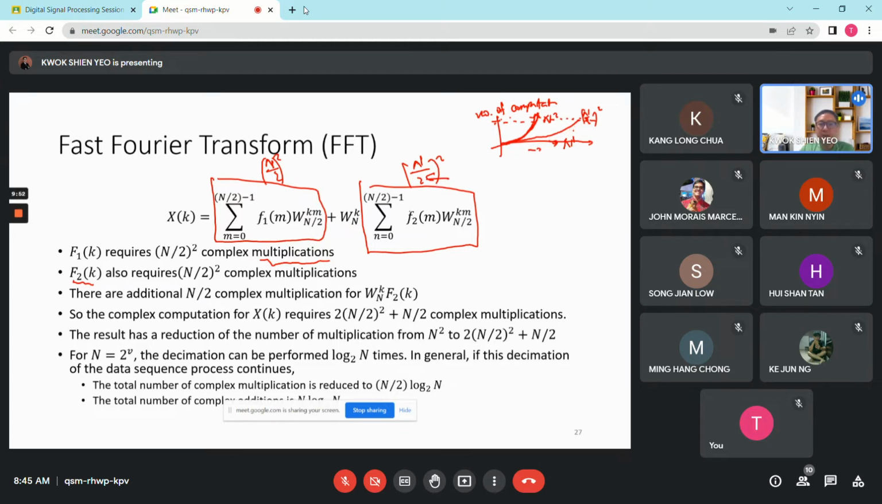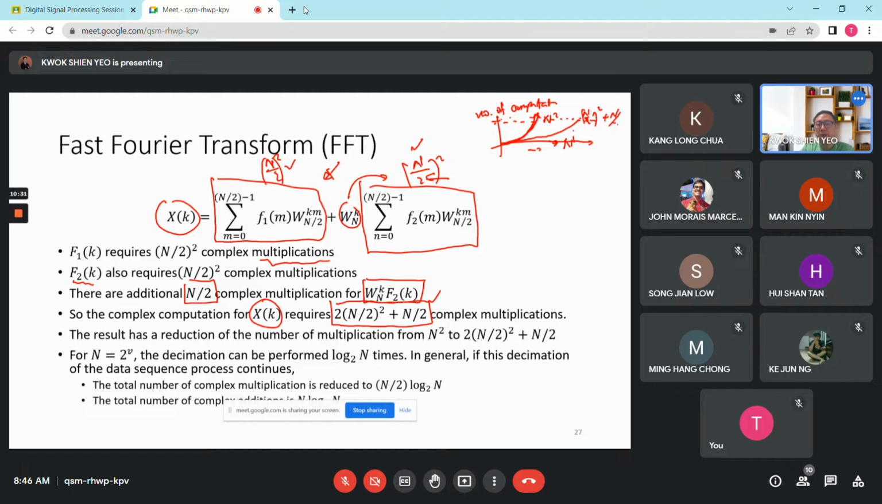The additional n over 2 complex multiplications are for the W, so this also has to be multiplied in. So the number of multiplications is n over 2. The total computation for Xk, if you want to calculate all the Xk through these equations, needs 2 multiplied by (n/2)^2, because there's 2 here, plus the multiplication of the W, n over 2. This is the total complex multiplications, roughly like this.